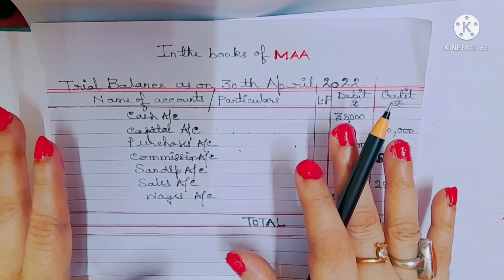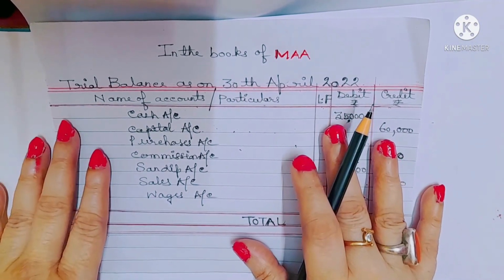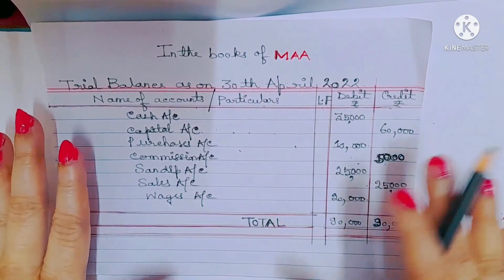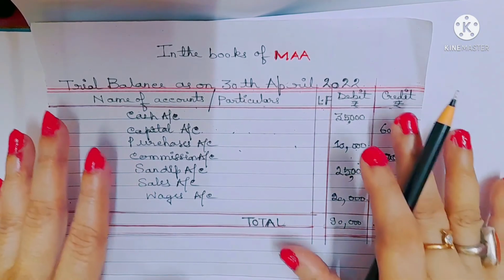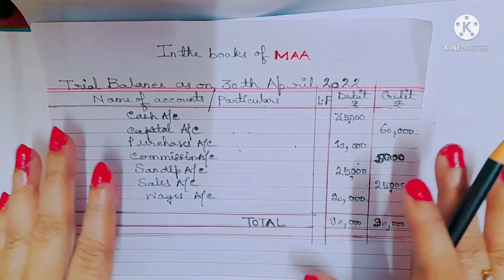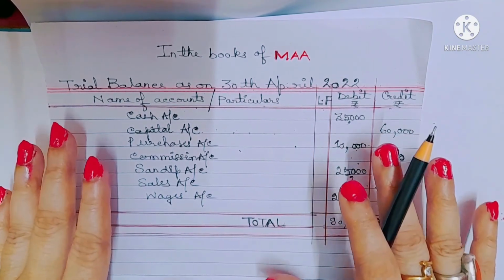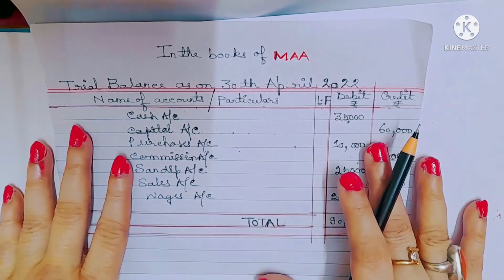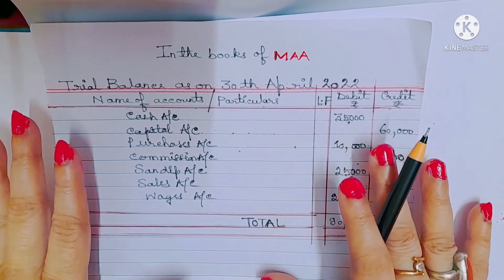Why do we prepare a trial balance? To test the arithmetical accuracy of the books of accounts, that is journal and ledger. If the trial balance tallies, the debit column is equal to the credit column. If the totals are the same, it means our journal and ledger are correct. Understood? Clear? And remember, trial balance is a statement. It's not an account. Understood?